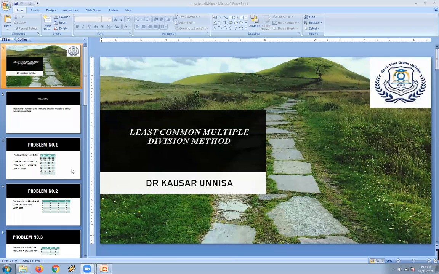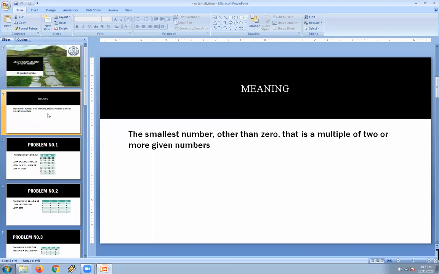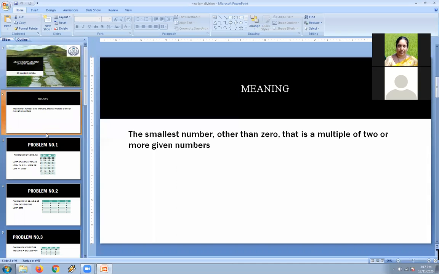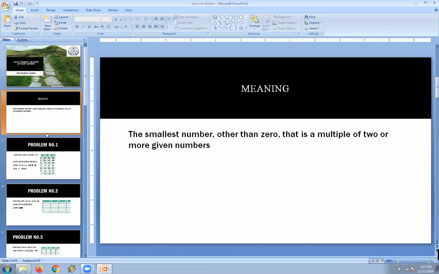So let us see how to calculate here. These are simple problems, and they are going to ask for 2 marks in Section A. What do we mean by LCM? LCM is nothing but the smallest number that is a multiple of two or more given numbers. It is called the least common multiple.